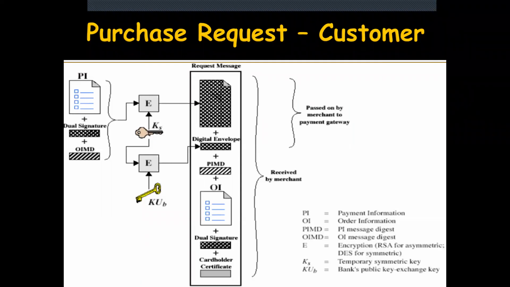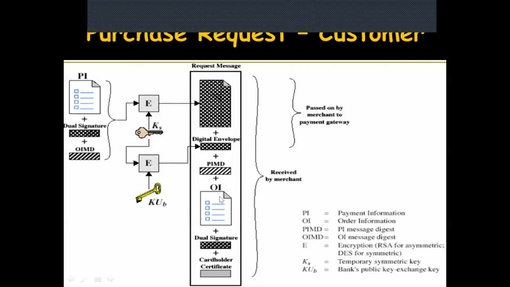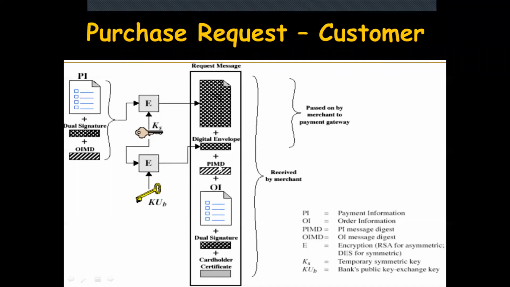When the customer starts a purchase request, this kind of thing is generated. So this is the encrypted thing, the digital envelope. PIMD is the payment information message digest, which is a hash. Then we have the order information, dual signature, and cardholder certificate. As I told you, there are different authorities that issue certificates providing the public key, the public key of the customer, and the customer's public key can be used in different ways, which we are going to check.